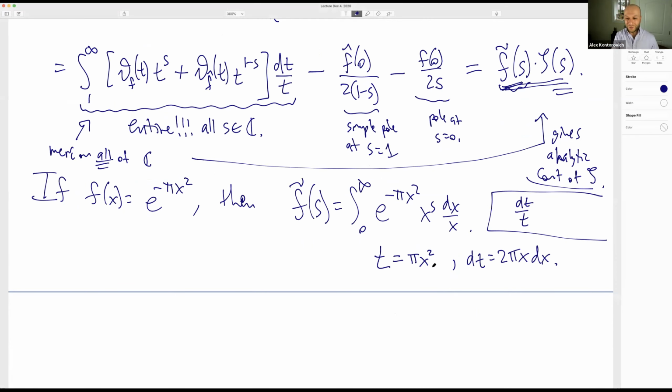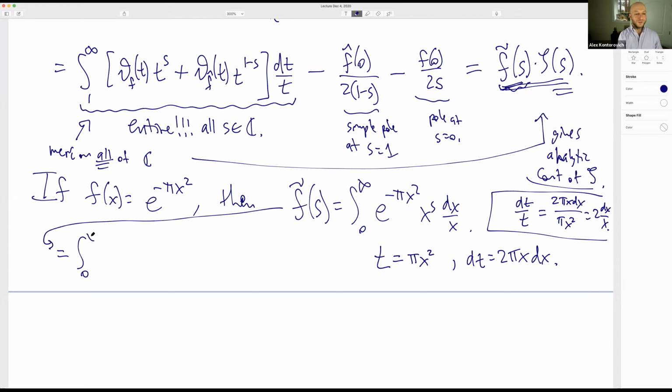If you square the positive real numbers, you still get all the positive real numbers. And if you multiply by pi, you still get all the positive real numbers. So dt over t: dt is 2 pi x dx, and t is pi x squared, so I'm left with 2 dx over x. It's again dx over x. Okay, this is invariant measure. So let's just finish the calculation and then we'll take a break.